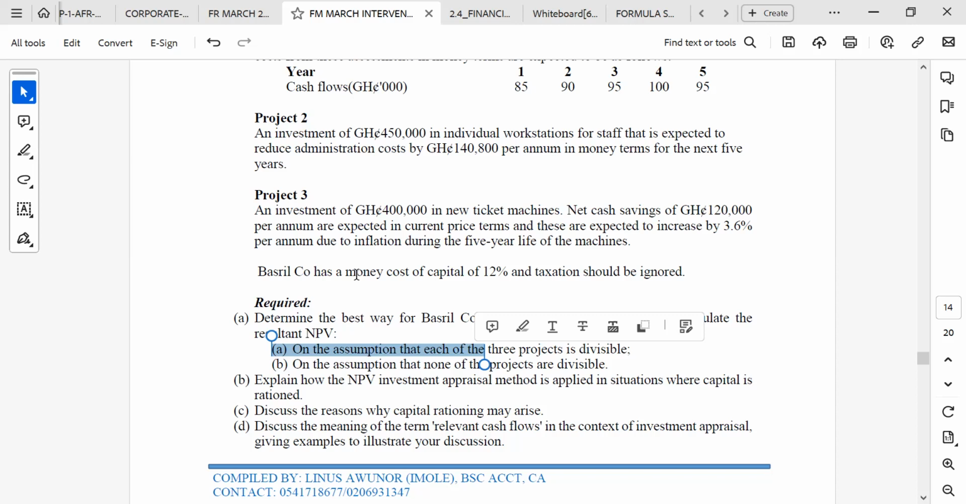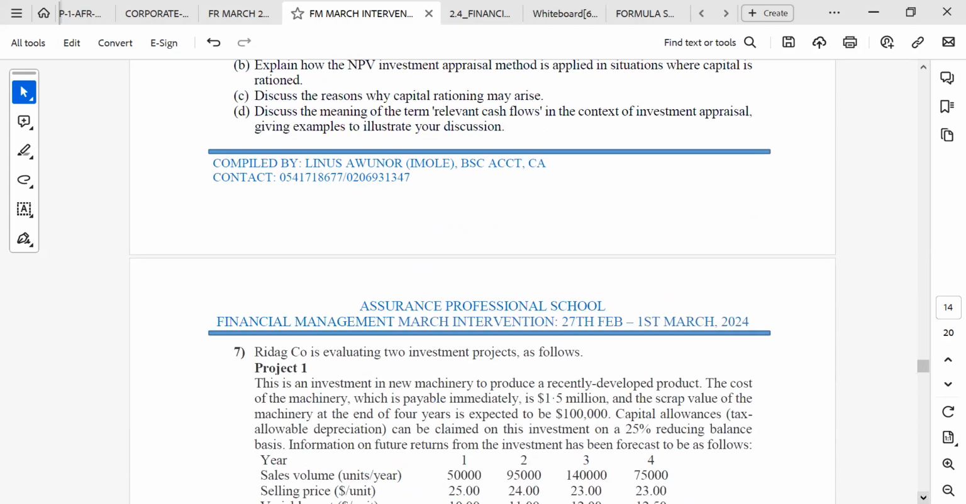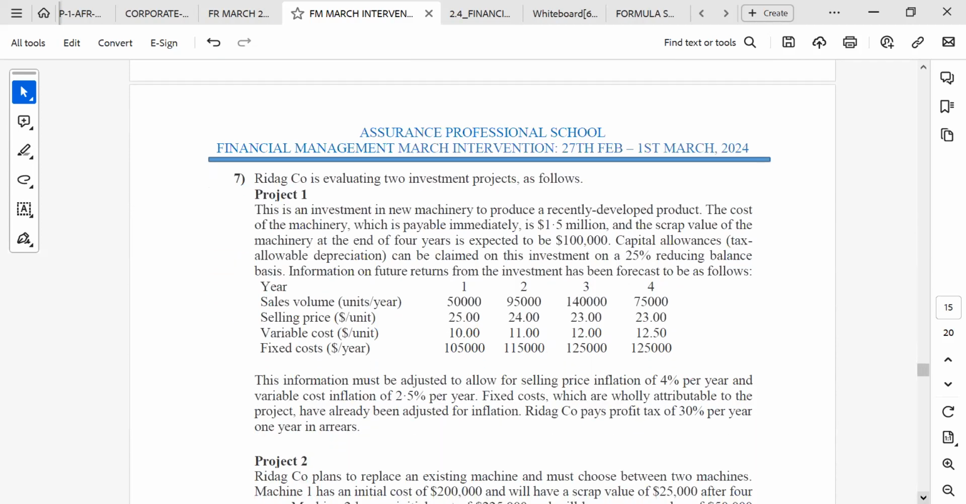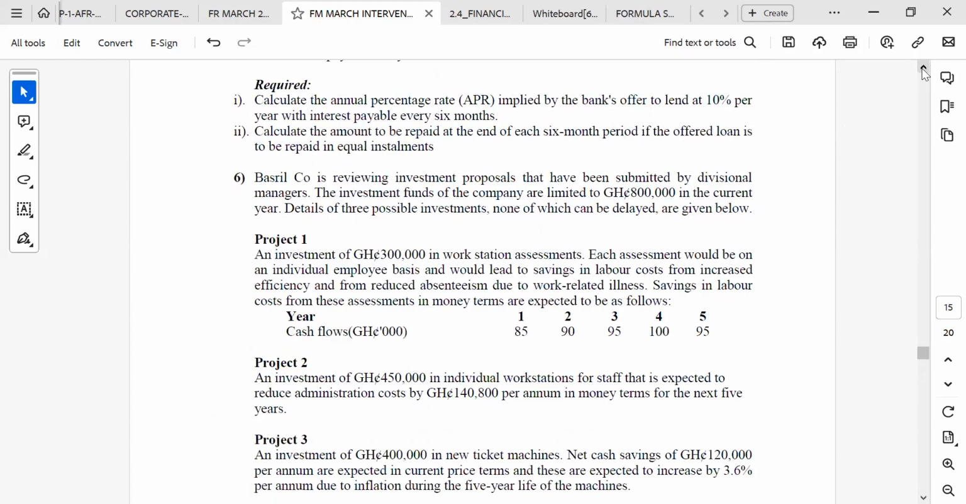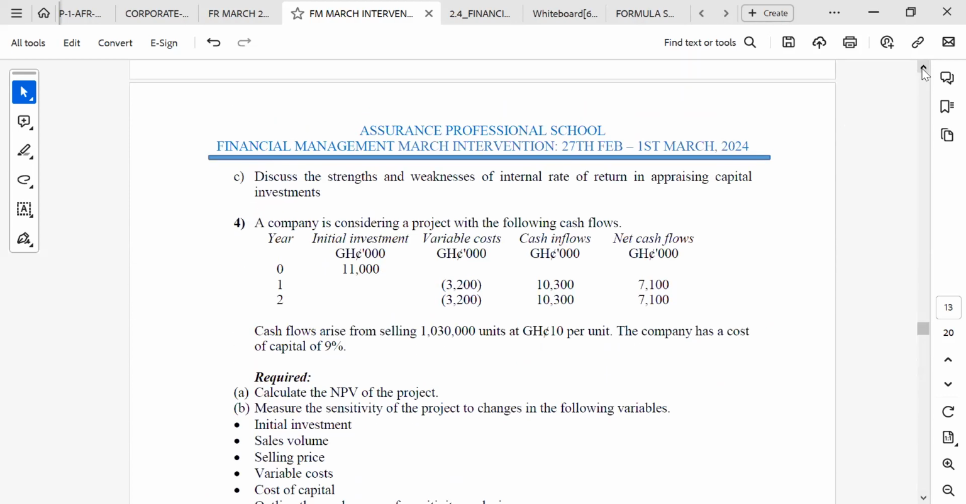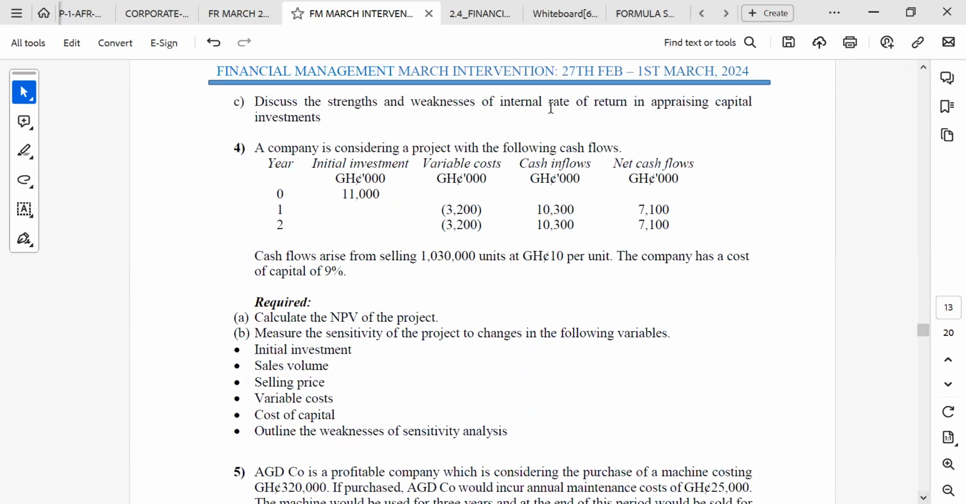Discuss the meaning of the term relevant cash flows in the context of investment appraisal. Give examples to illustrate your discussion. What do you mean by relevant cash flow? Adam, what do you mean by relevant cash flow? They are cash flows that are directly attributable to the investment we are undertaking.